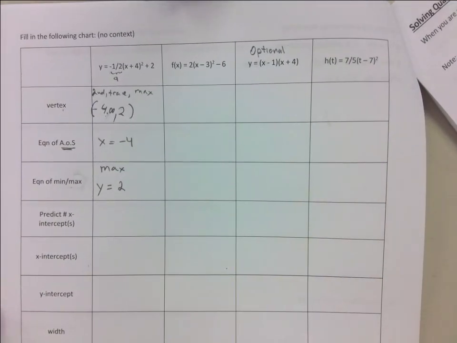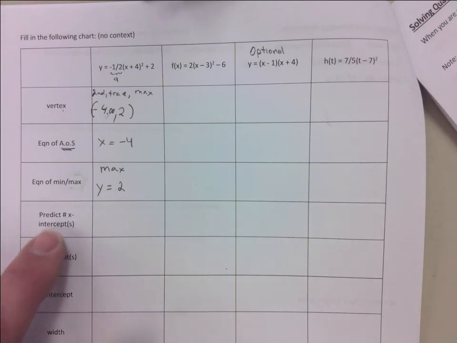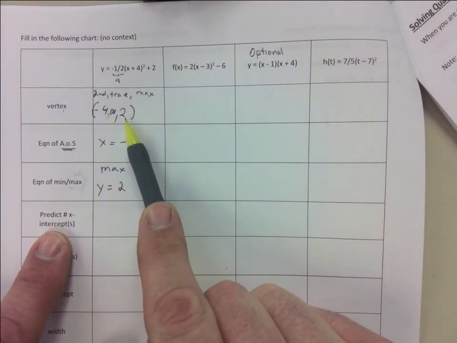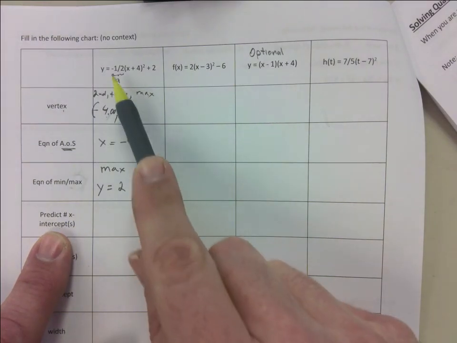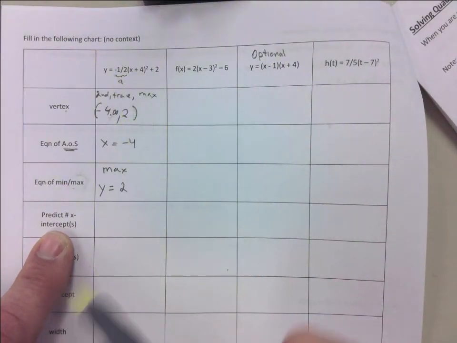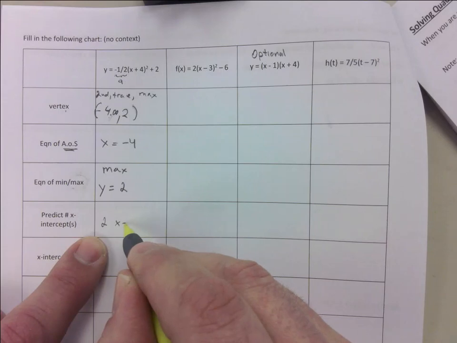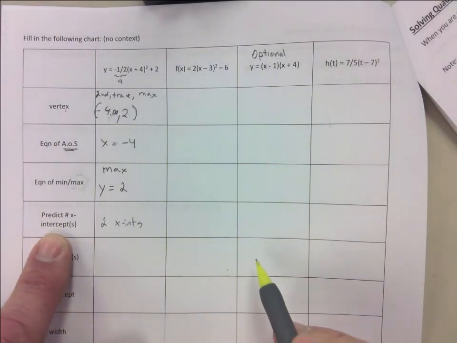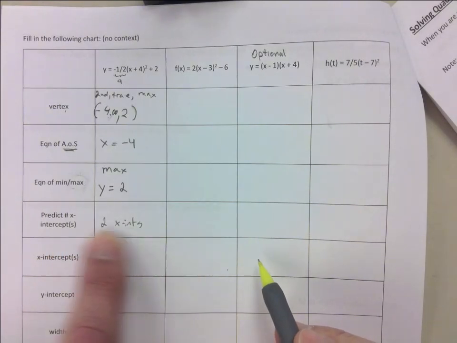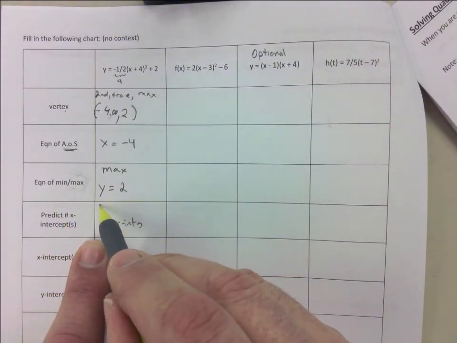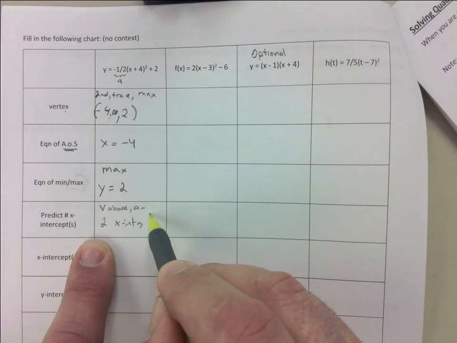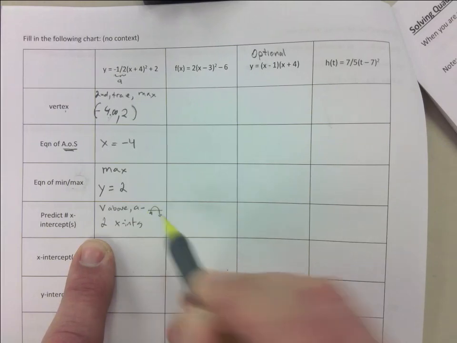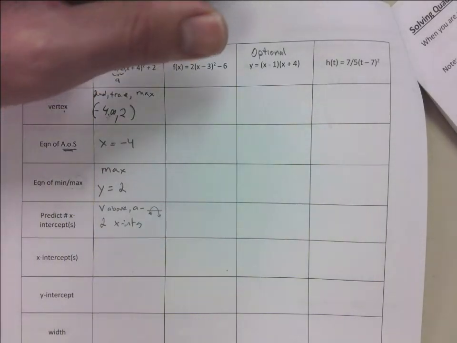Predict the number of x-intercepts. Where's the vertex? Above or below the x-axis? Above. Which way is it pointing? It's down, right? So it's going to have 2 x-intercepts. This one I'm not too worried about right now. You don't have to worry about this, but I will just say that the vertex is above and A is negative, so it's going to cross it twice. Don't worry about that one too much.